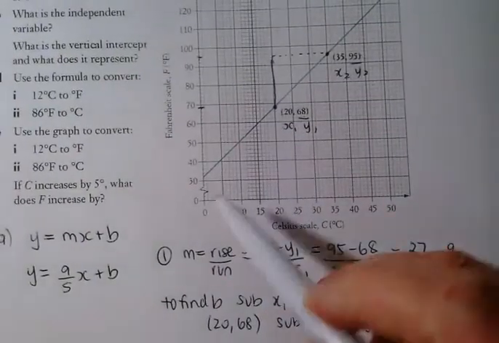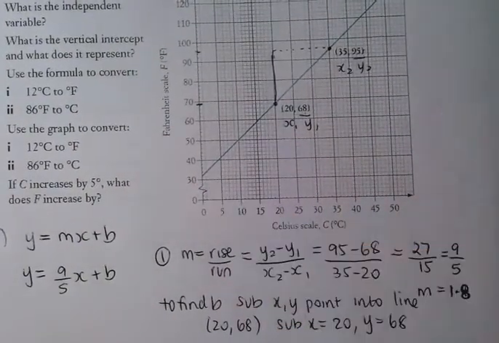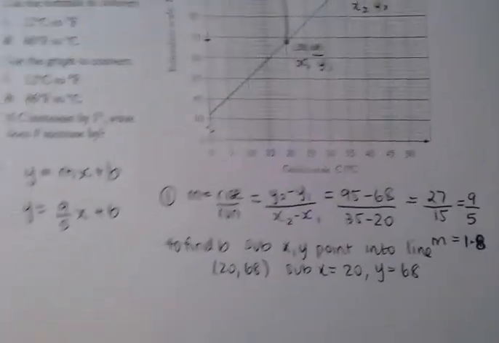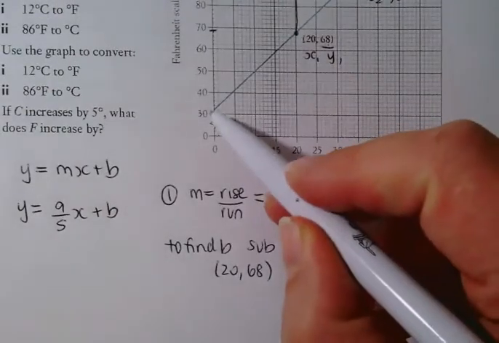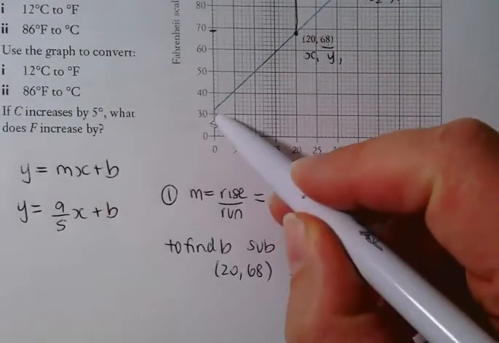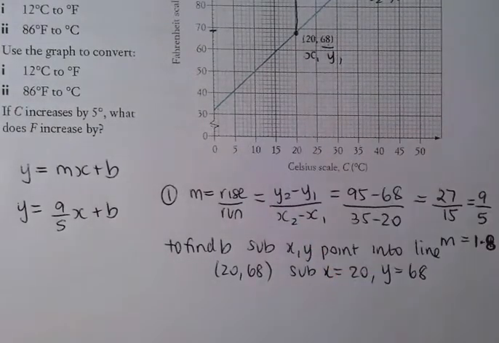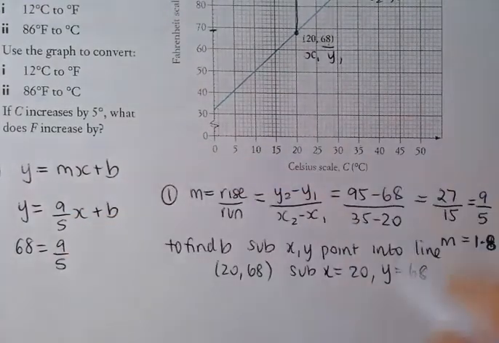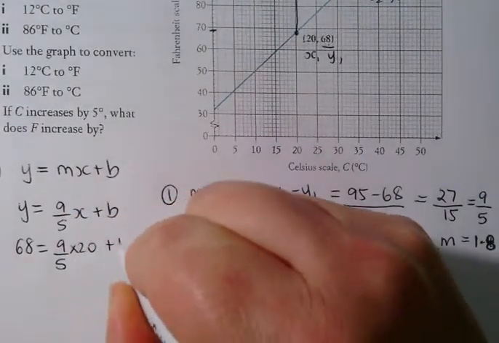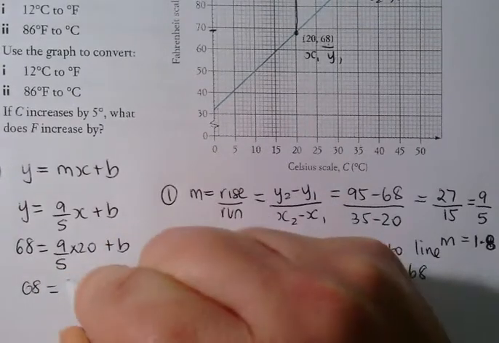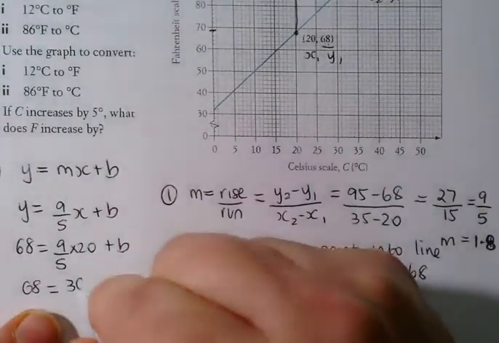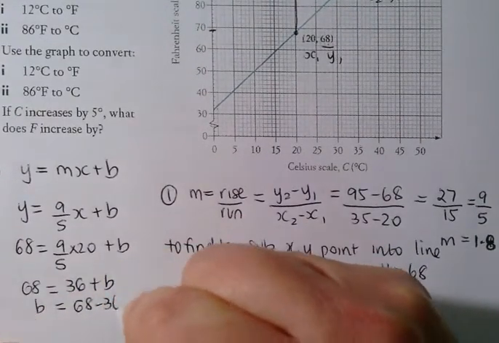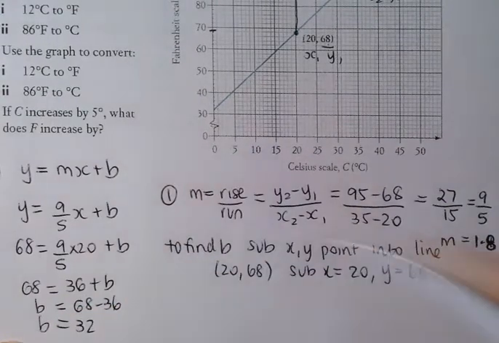Now we can sort of see the y-intercept here. It does appear to be approximately 32, but it may be a decimal, so we're not really sure what it is. But remember there is a break in the graph here from 0 to 30. We're thinking it should be about 32. Let's see what we get. So y is 68 equals 9 over 5 times 20 plus b. 9 over 5 times 20 is 36 plus b, which means that b is 68 minus 36, which is actually 32.